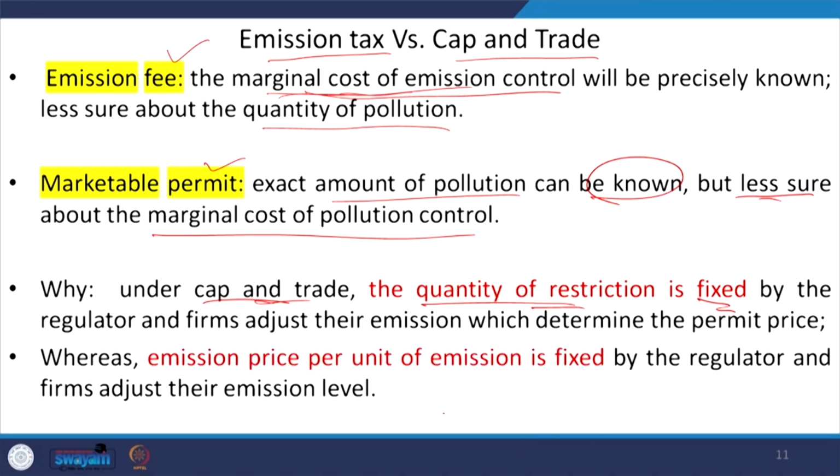Whereas in case of an emission fee, the per unit emission fee is fixed by the regulator itself, and the firms adjust their emission level. So, that is why under this emission fee, the marginal cost of emission control is known, whereas the quantity of pollution is lesser known. In case of a marketable permit, the amount of pollution is known, but the marginal cost of pollution control is less sure.